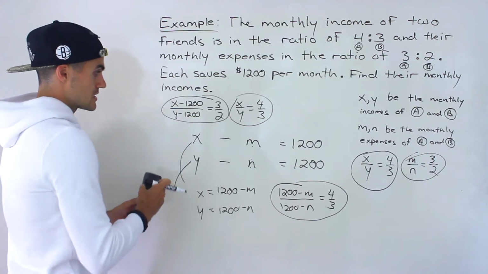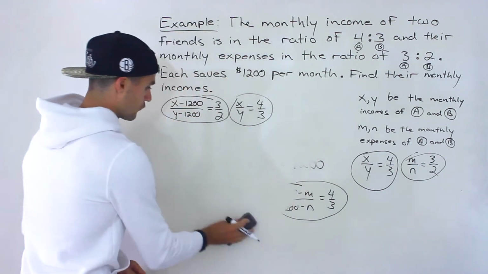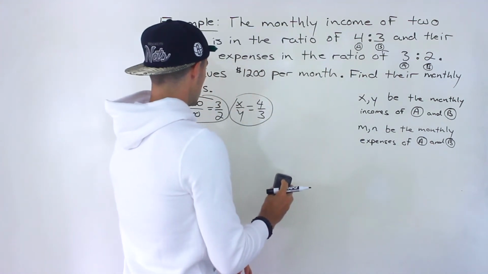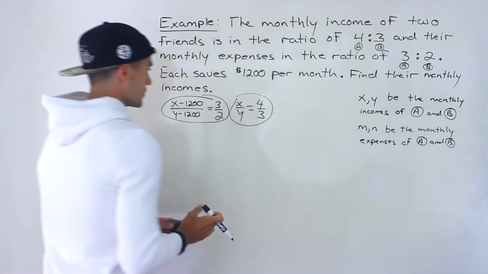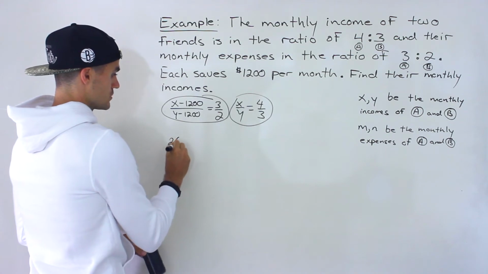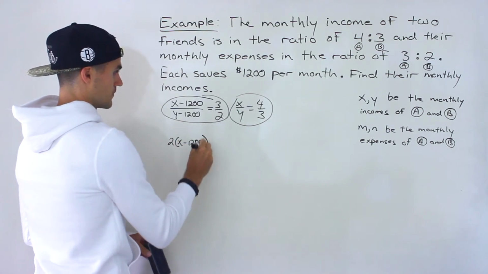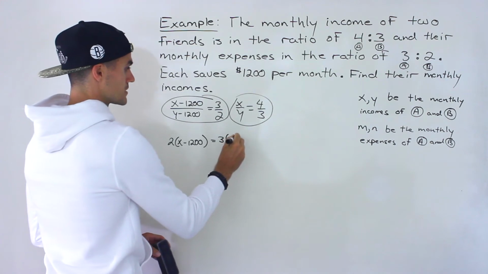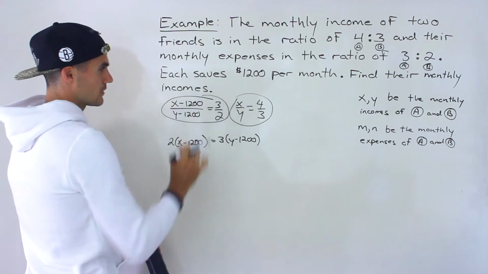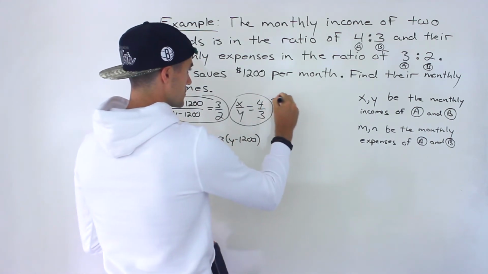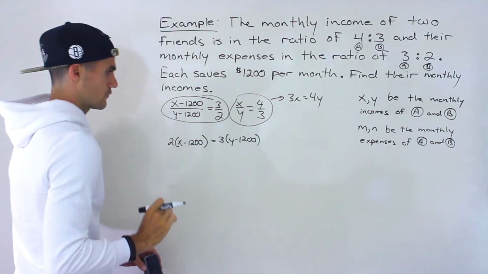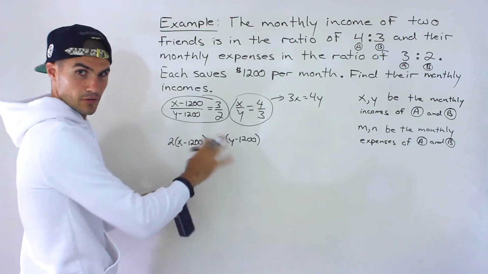But again, I'm just going to use these two to solve for the incomes directly. So what I'm going to do is first cross multiply here. So this times this, I'll have 2 times X minus 1200 equals 3 times Y minus 1200. I'm just cross multiplying here just to get rid of these fractions. We can cross multiply with these actually too. So we'll have 3x equals 4y. I'm just going to keep that there for now. I'm going to work with this. I'm going to simplify this a little bit.